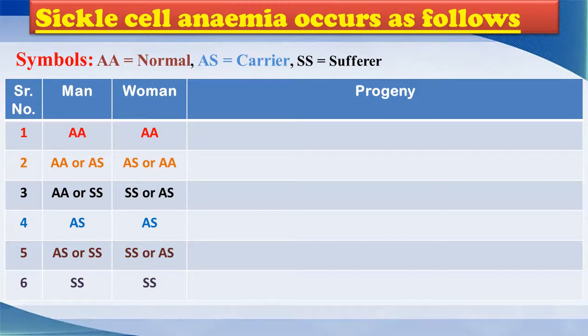So if both the father and mother have normal cells, then their children will also be normal. They are not suffering from this disease. In the second condition, we have the man as normal or carrier, and the woman as carrier or normal.